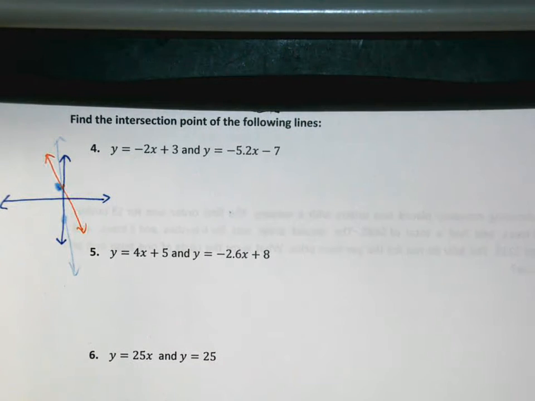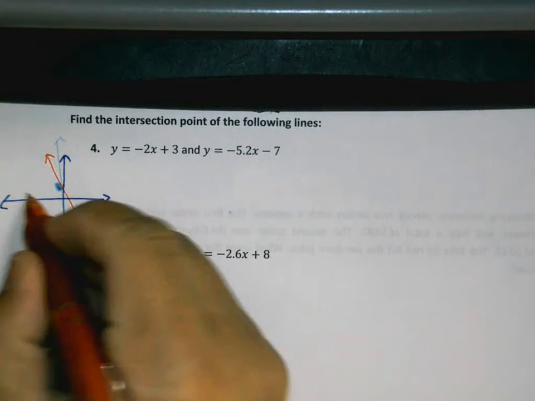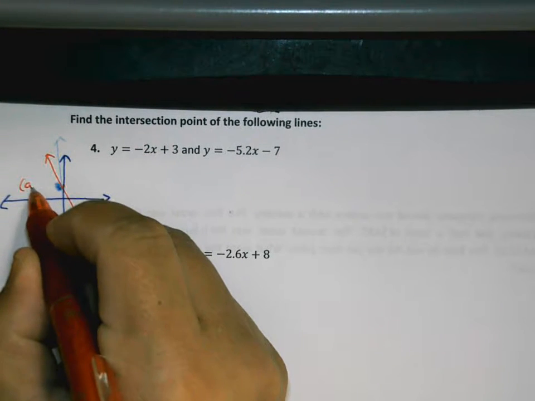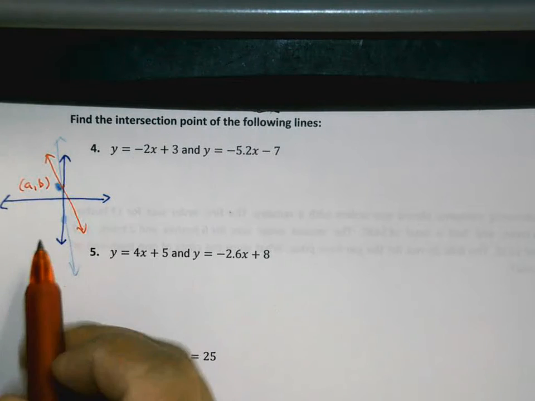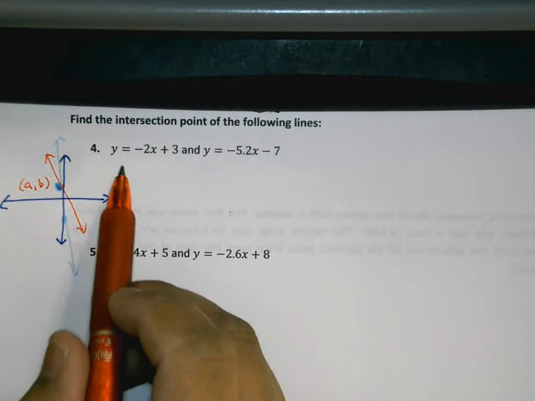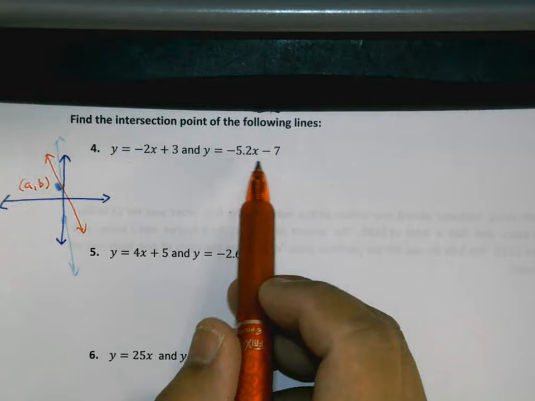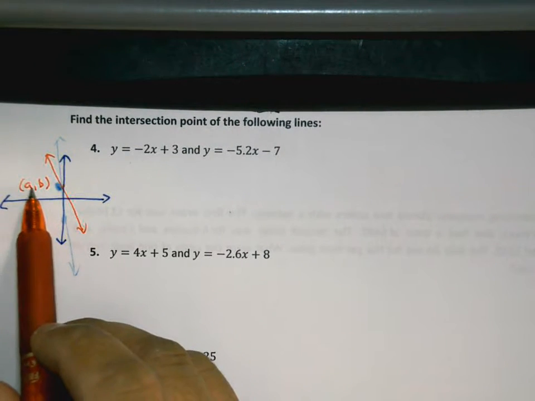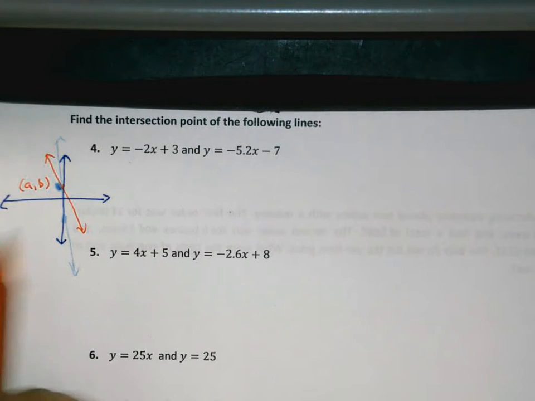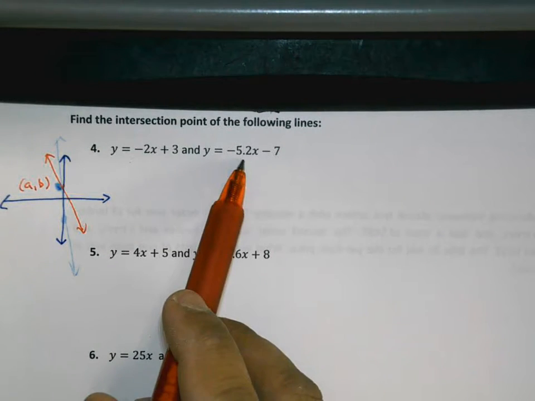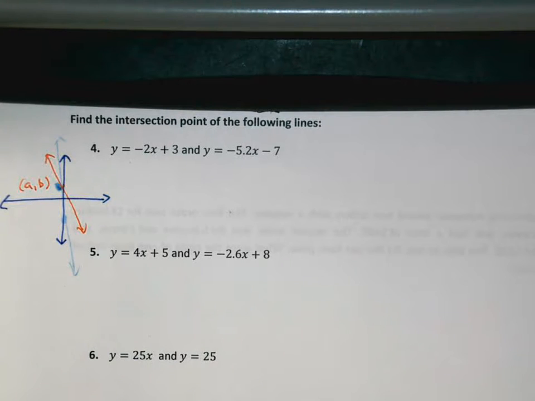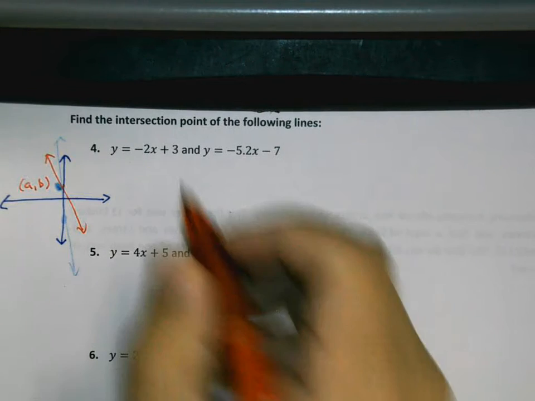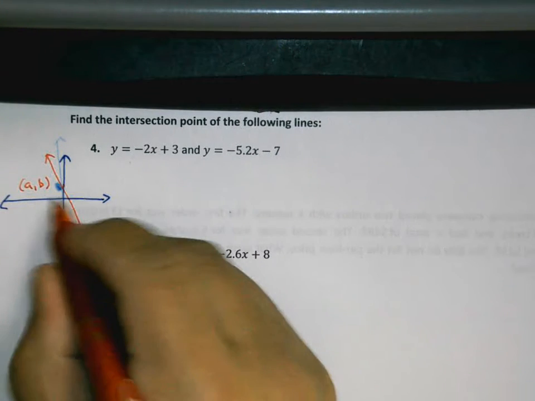That's what we want. Now, it's important to recognize that this point, whatever it is, I'll just call it (A, B). (A, B) satisfies the equation for the first line and the equation for the second line. In other words, if we take A and plug it in for X and B for Y, we should get a true equation. And I'm just going to do just that.